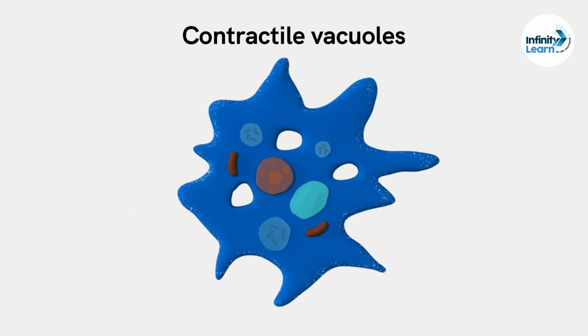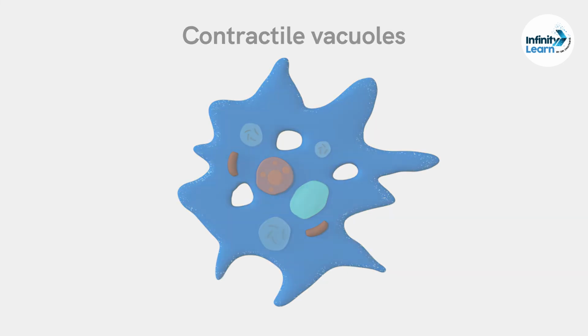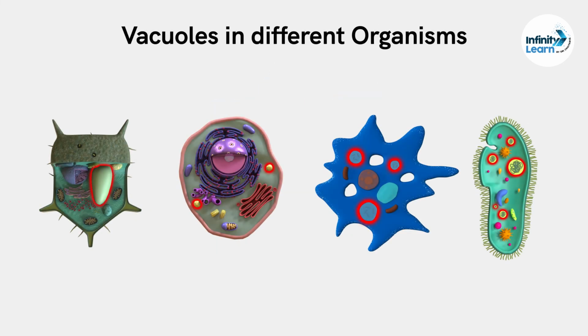Contractile, as the name says, has the ability to contract or shrink. These vacuoles store liquids, and when they get completely filled, they contract to expel out the stored contents. Vacuoles do perform a variety of functions in different organisms. Hence, they are important for all types of cells.